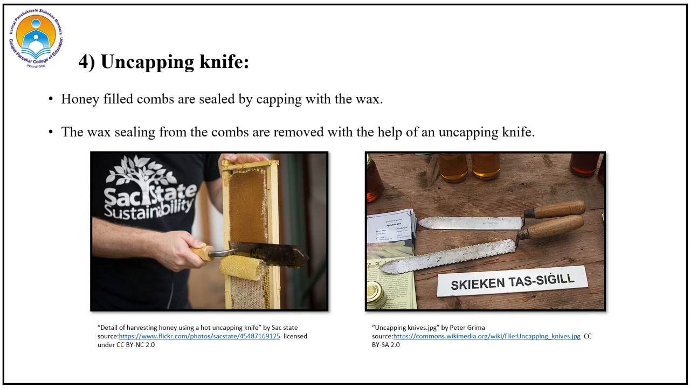The fourth appliance is the uncapping knife. Honey-filled combs are sealed by capping with wax. The wax sealing on the combs is removed with the help of an uncapping knife, which you can see in these pictures.